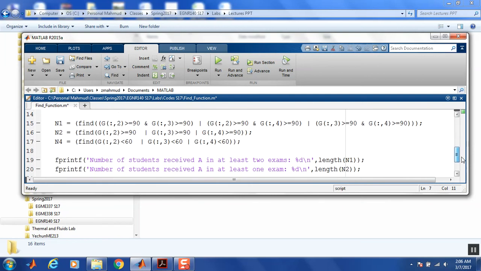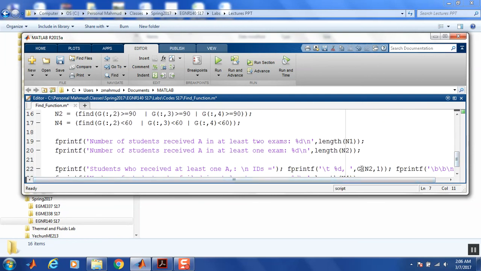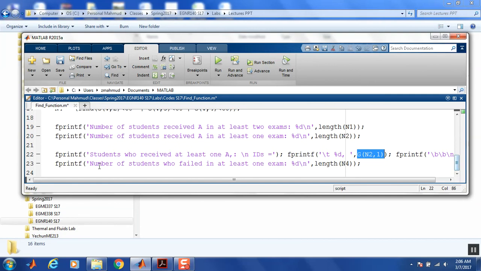So if you use this expression with G, which is the entire matrix, and this N2 indicating 1, 2, 4, and 5, and then after the comma, this indicates the column number, now I get all the student IDs. So I will just simply print that, and then I'm printing the last one, how many students failed at least one exam. So that is an example for the find function. Hope that would help you. So I will stop the video now.